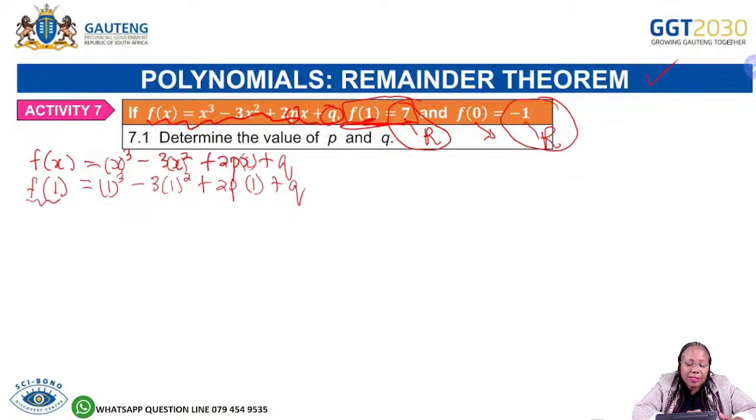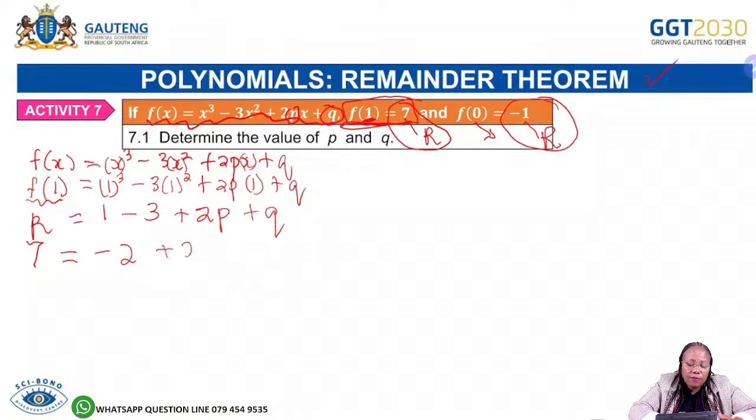Remember, this side is representing our remainder. Then 1 cubed is 1. 1 squared is 1 times minus 3 is minus 3. 1 times 2p, that is 2p plus q. And then what is the remainder? 7 is the remainder there. 1 minus 3 is minus 2. And then we have a 2p plus q here.